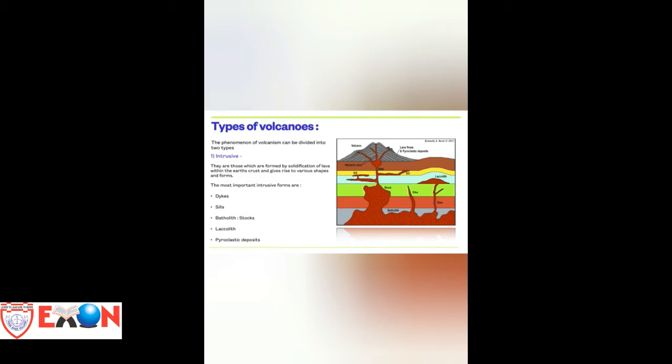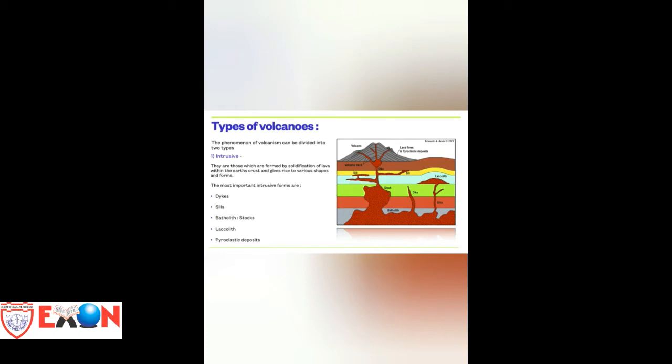Now if you see in the figure, you can see that the laccolith has been formed in a dome shape because the top layer of the rock has not allowed it to seep through. So that's why it is accumulated in that particular layer of rock.